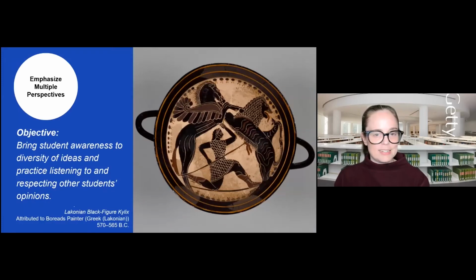All right, so the next approach emphasizes the process of uncovering multiple perspectives as a way to drive discussions with students. So the objective for this approach is to bring awareness to diversity of ideas and practice listening to and respecting others' opinions. So to demonstrate this approach, I'm going to use this image. It is a drinking cup from ancient Greece, and it features 3 figures: Pegasus, a chimera, and a hero called Bellerophon.